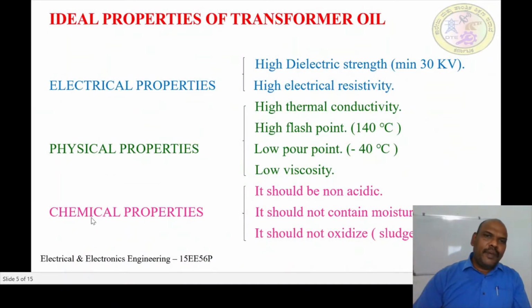The desired chemical properties are it should be non-acidic in nature. That is, it should not cause any corrosion in the windings or the metal with which it comes into contact. It should not contain moisture. So water content must not be there. It should not oxidize. So when it oxidizes, sludge formation will be happening and that will prevent free flow of the oil. So it should not oxidize. So these are the desired chemical properties, or these are all the ideal properties of transformer oil.